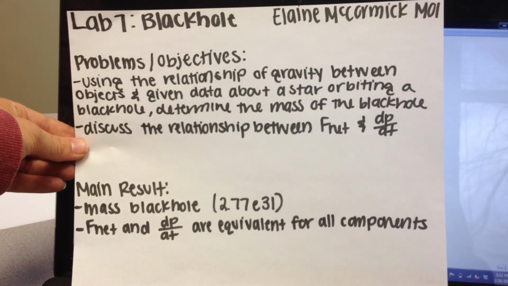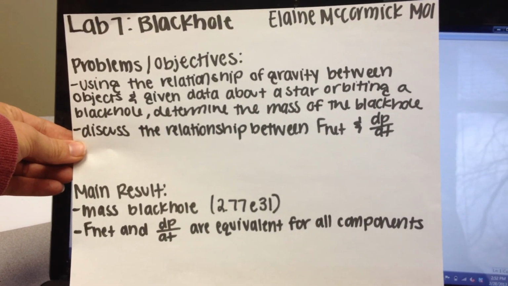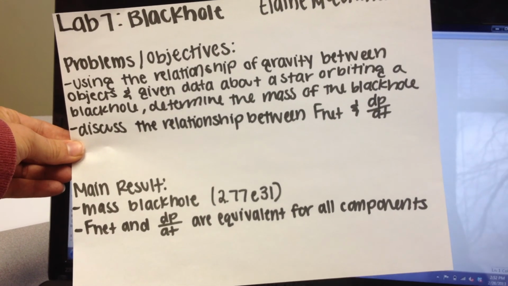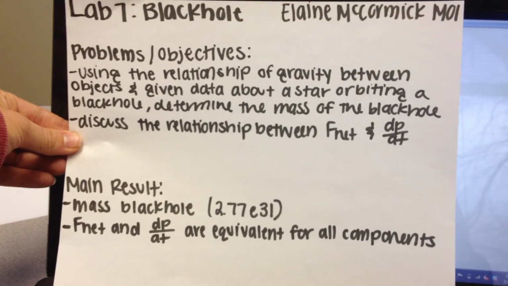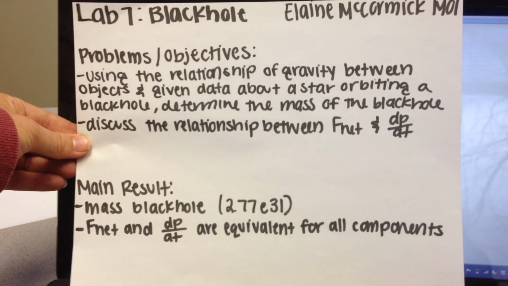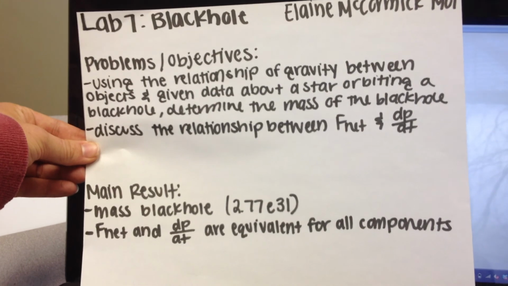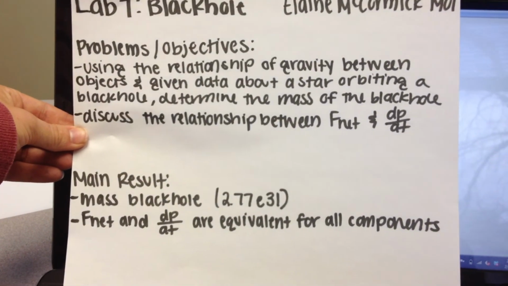The main result for this lab was I found the mass of the black hole, which in my case is 2.77 e to the 31, and then I found that Fnet and change in momentum are equivalent in values for all components. So let's look at how I first found the mass of the black hole.